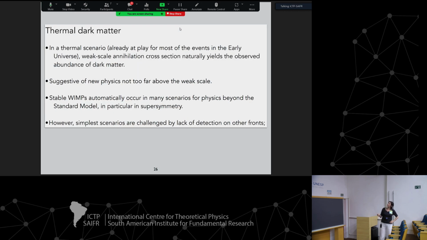Right, so this is more or less saying this. In the thermal scenario, you assume weak scale annihilation and naturally explain the abundance of dark matter. But this is suggestive of new physics not too far above the weak scale. And here is the problem, because we still did not discover new physics close to the TeV scale. So this might be one of those models that sounds so nice, but then nature just ain't that way. Or it might just be patience. So let's see. It's very natural, however, not yet a signal close to the weak scale.